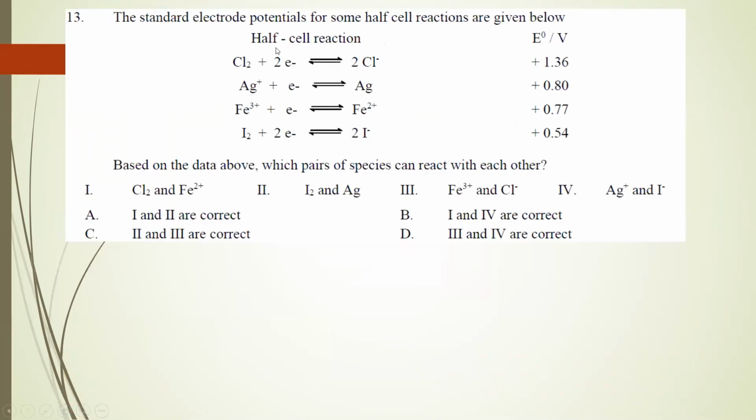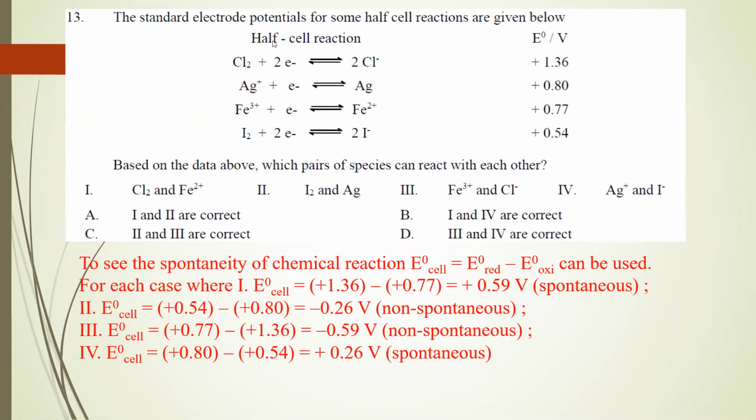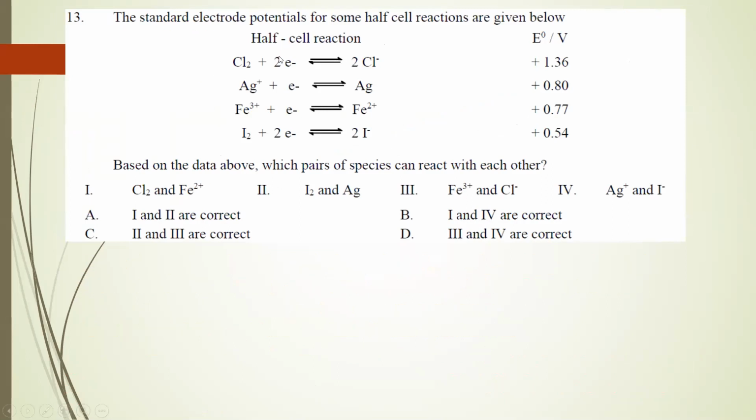The standard electrode potentials for some half cells are given below. So you have Cl2 to Cl minus positive 1.36, Ag+ to Ag positive 0.8, Fe3+ to Fe2+ positive 0.77, and I2 to I minus positive 0.54. Based on the data above, which pair of species can react with each other? So in other words, which one is spontaneous?